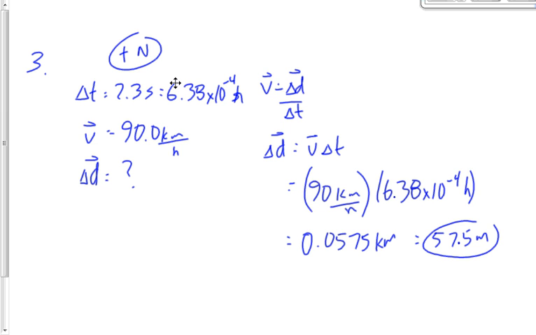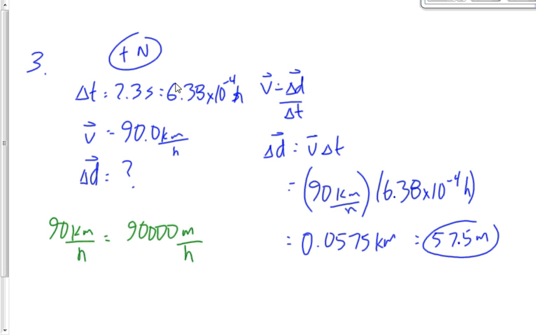Kilometers per hour to meters per second. Kilometers has to be converted, and hours has to be converted. So let's do that. 90 kilometers per hour. Let's do one of them at a time. How many meters in a kilometer again? 1,000. So on the top, we would say 90,000 meters per hour, right?